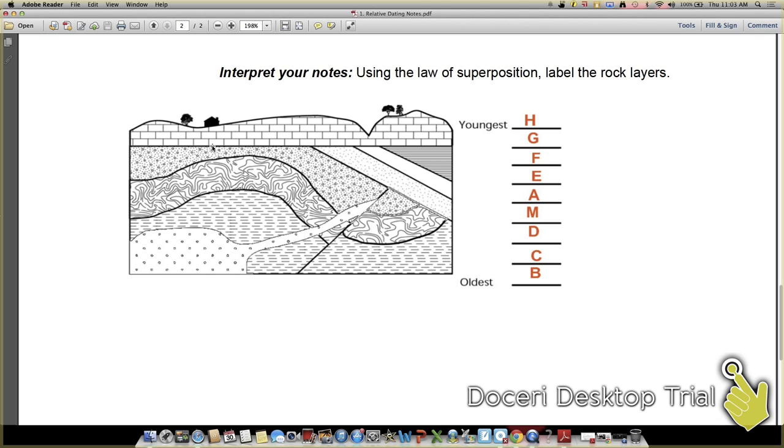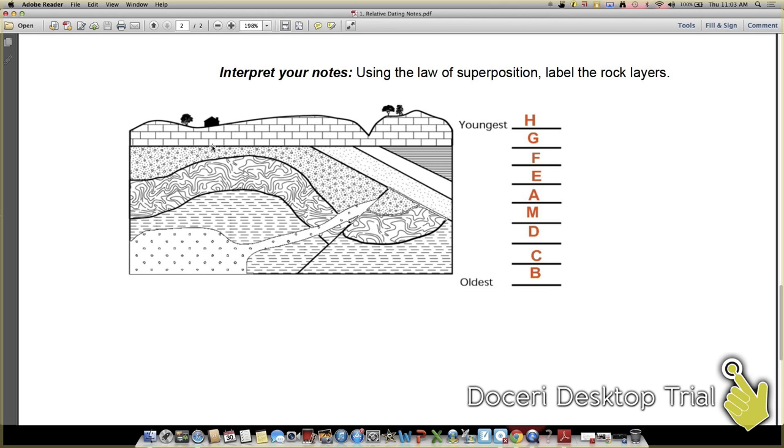Now, this picture says interpret your notes using the law of superposition. The law of superposition states what? Always young above old. Younger rocks always lie above older rocks, which means the older rocks lie below younger rocks, correct? Now, we are going to be labeling this picture with these letters identifying rock layers. The oldest letter is at the bottom. The youngest letter is at the top.